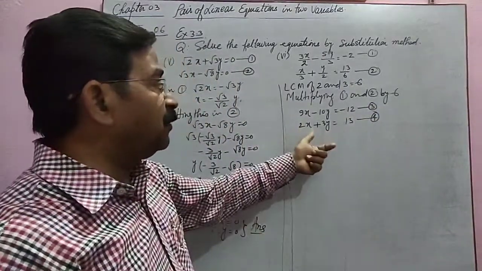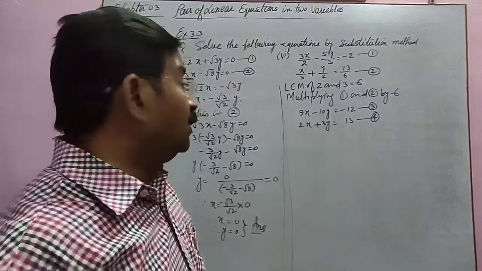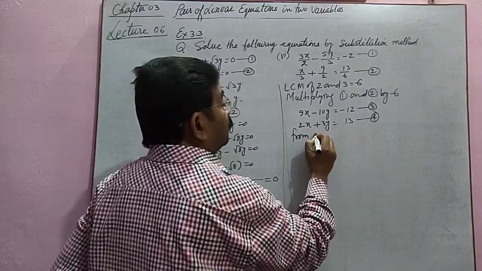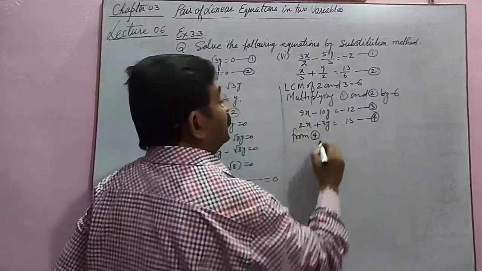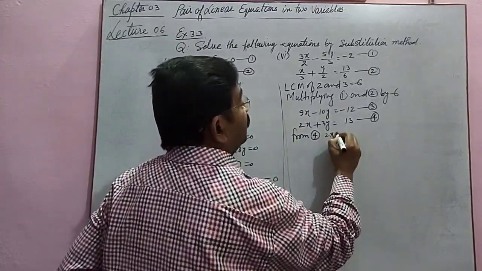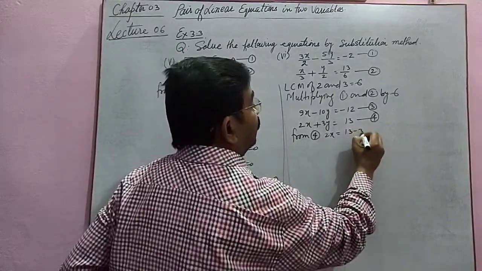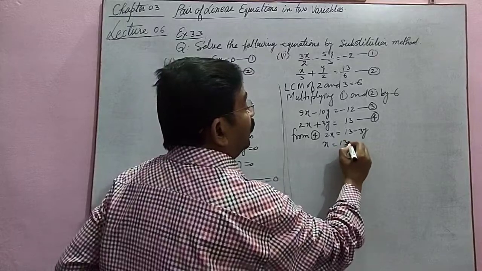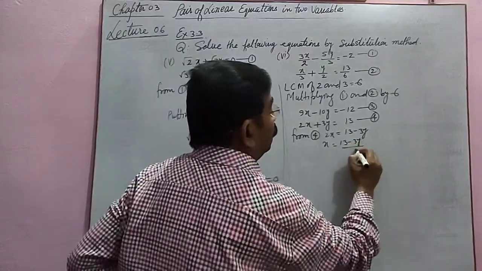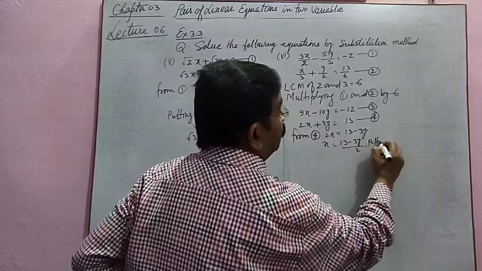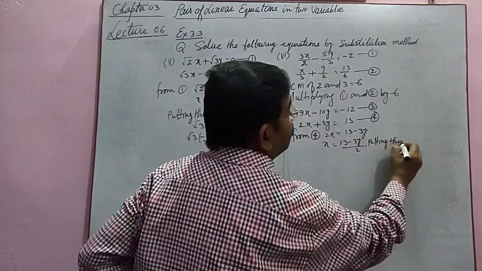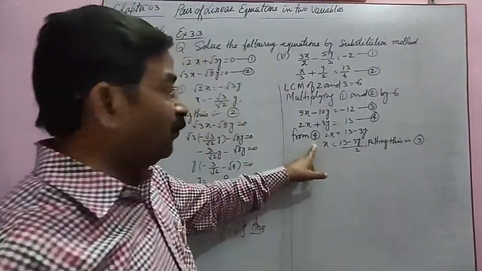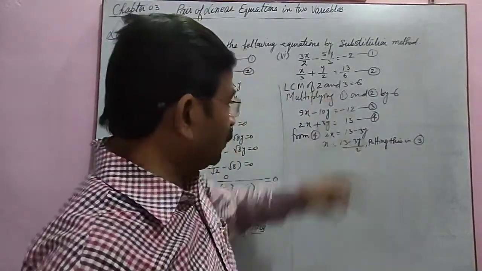Now we have got the simple equation. Now from any of the equations find the value of x or y. So I am writing this time from equation 4. See, 2x is equal to 13 minus 3y. This comes this side. x is equal to 13 minus 3y upon 2, and putting this in equation number 3. We have got the value from 4, so put the value in equation number 3.